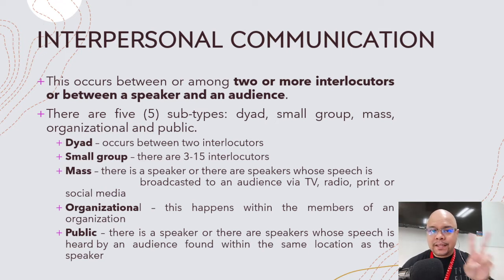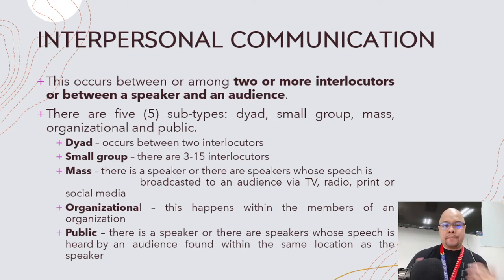When we say dyad, this means two. There is one speaker and one other receiver. So there are two interlocutors. When we say small group, this usually happens within a group composed of 3 to 15 people, wherein the 3 to 15 people in that group are all speakers and receivers.